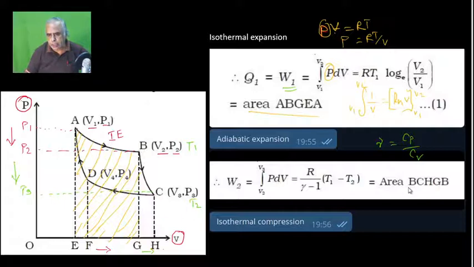So this is the area under what? BCHB. So B, C, H and then G, B. So we can mark like this. Okay, so only this area. So area under this curve, you can observe the work done is less in the adiabatic process. Do you understand? Just by looking at the curve, compare the area under the isothermal expansion curve with the area under the adiabatic curve, and you can find the vast difference between isothermal and adiabatic. Do you understand this? Right. And then now let us move to the third one, that is isothermal compression.